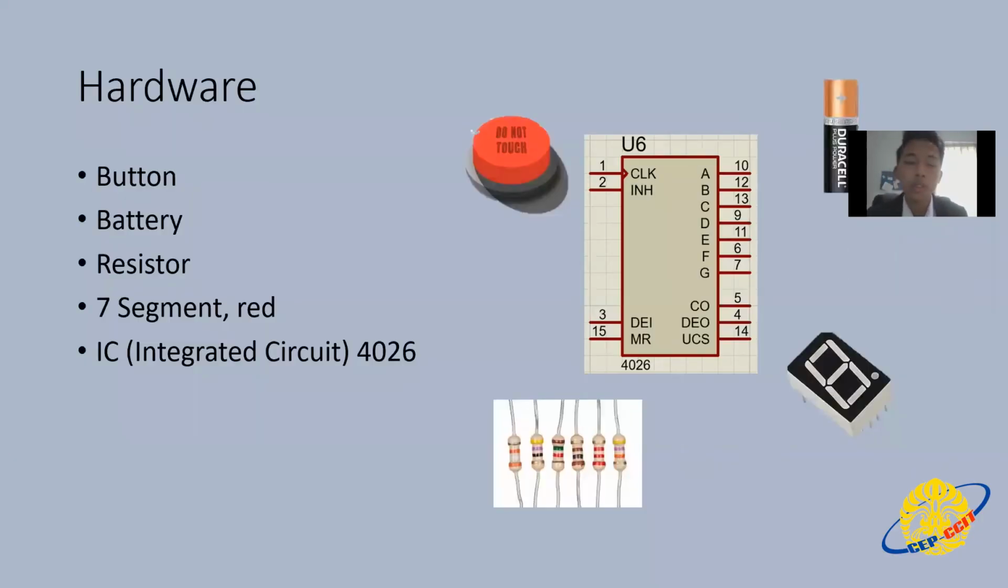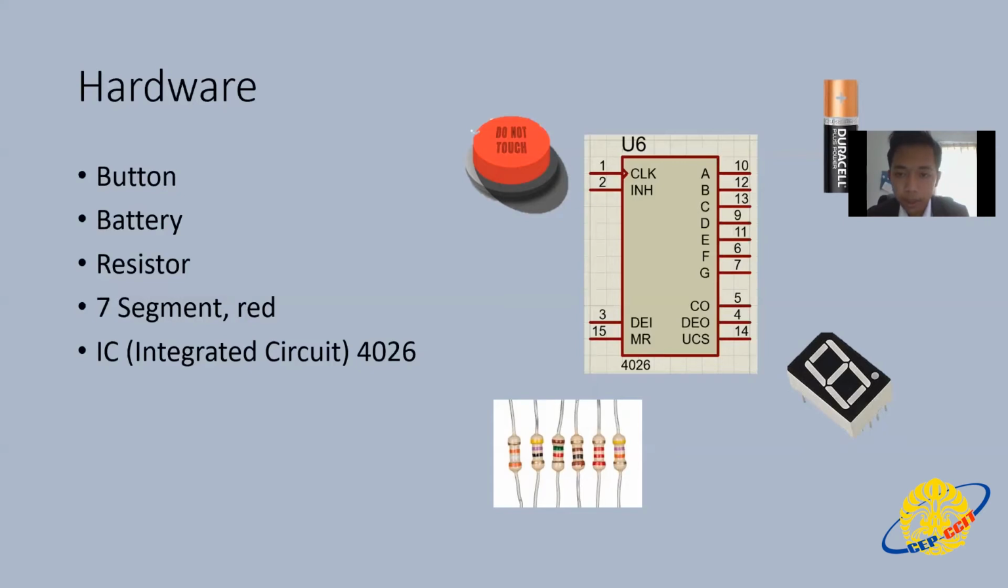I'm going to continue Arka's explanation of our hardware components. The last device is IC4026. IC stands for Integrated Circuit. Now, the IC4026 that we're using has a total of 16 pins. 7 of them are for displaying the number by connecting to the 7 segment LED display.